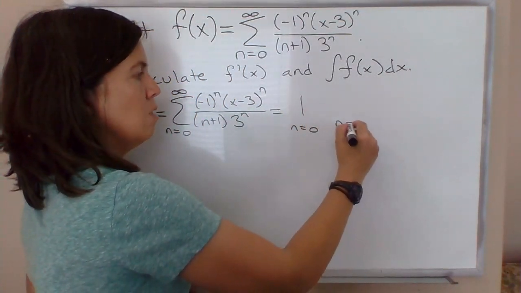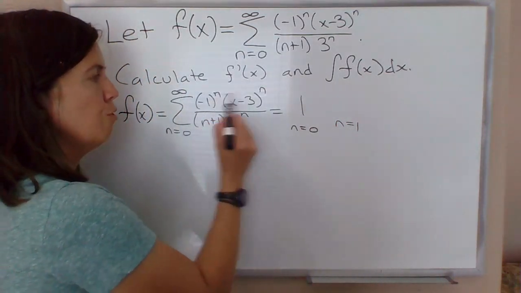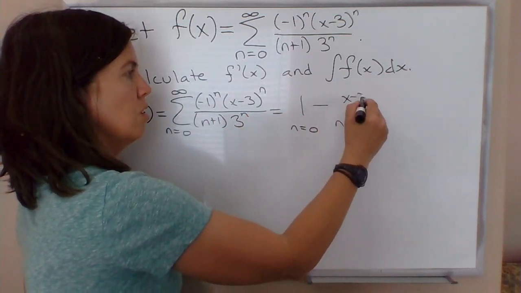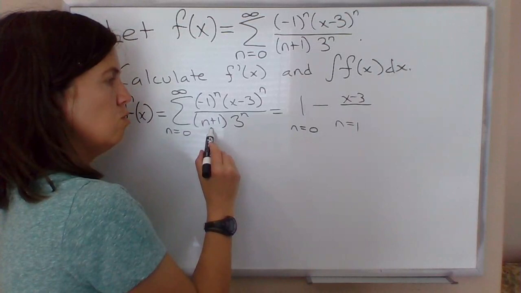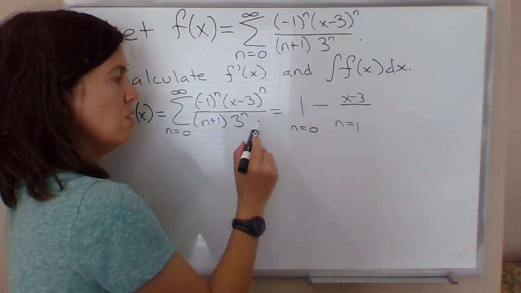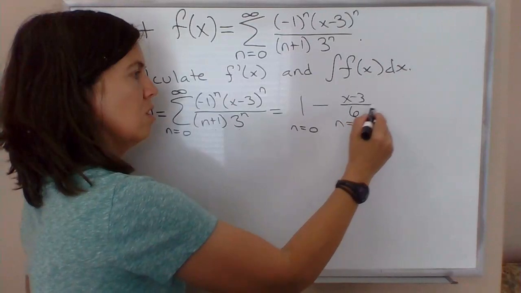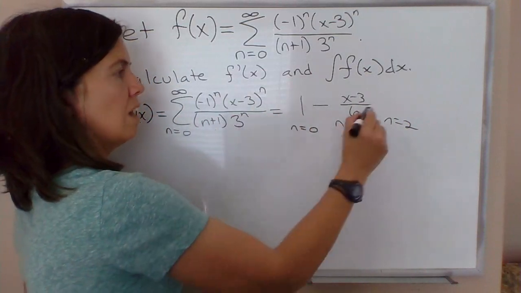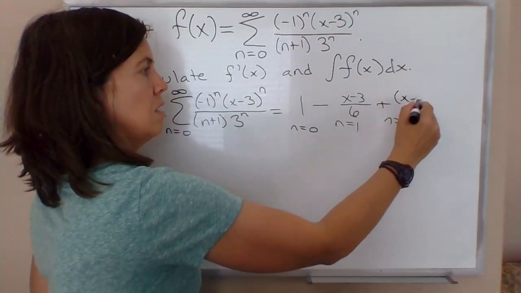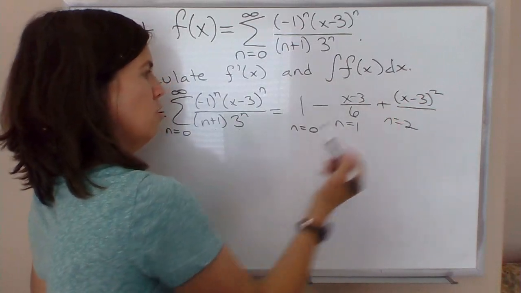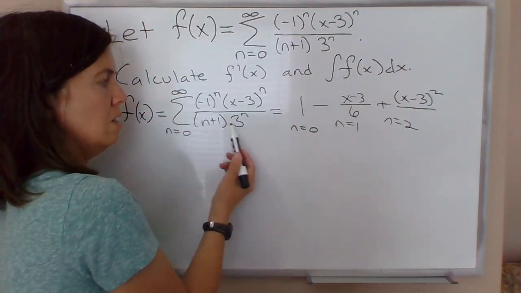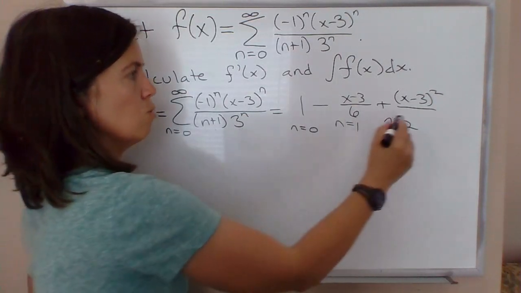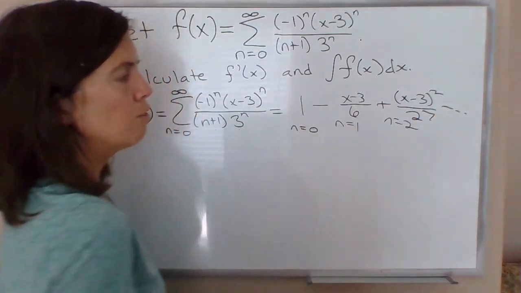Plus, when n equals 1, negative 1 to the first, so I'm going to write a negative in front, x minus 3 to the first over 2 times 3 to the first. So 2 times 3, that's 6. Let me just do one more term. So n equals 2. This will be negative 1 to the second, so that'd be positive 1. X minus 3 squared over, this will be 3 times 3 to the second, right? Which is 9 times 3, so 27. Okay, and it's going to go on from there.